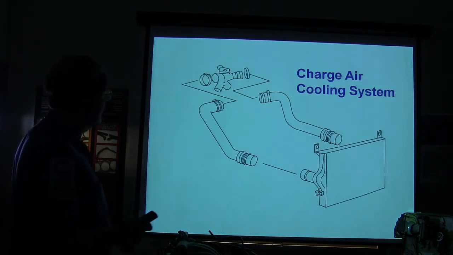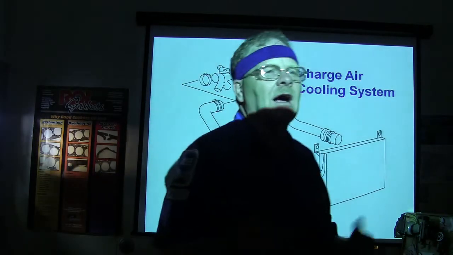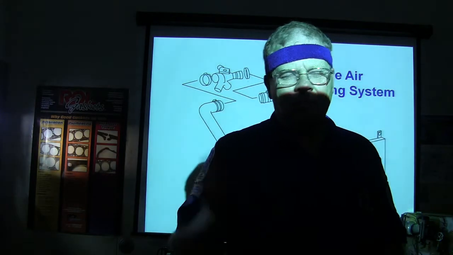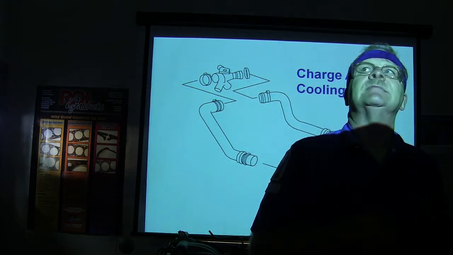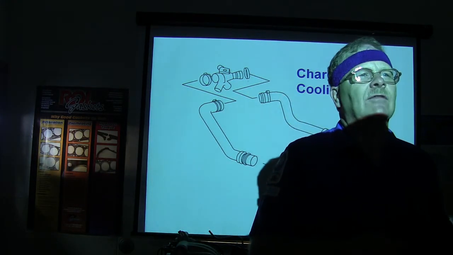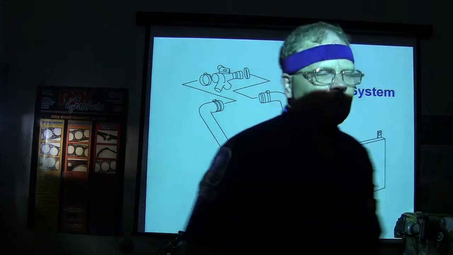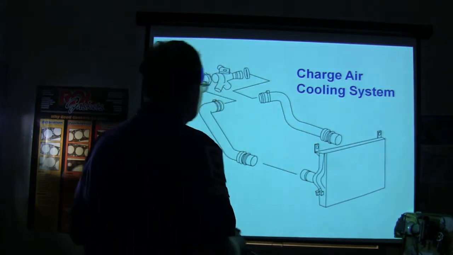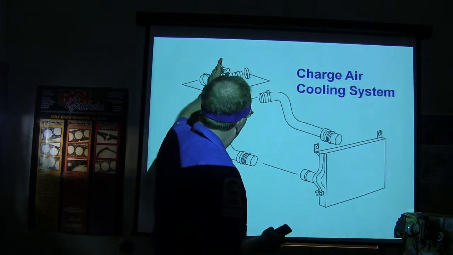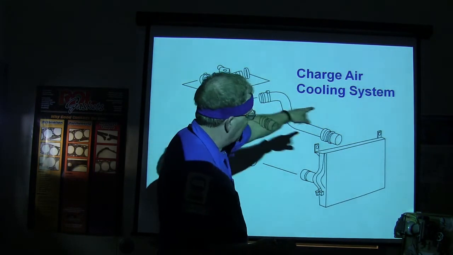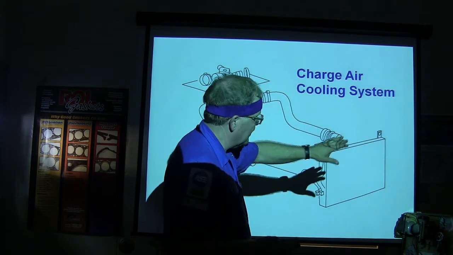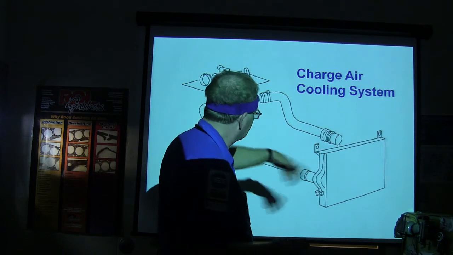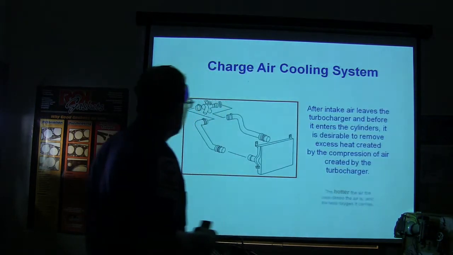Charge air cooling system. When you squeeze air, you make it hotter. We learned that when we were talking about compression, about two degrees Fahrenheit for every pound per square inch. Every time you compress anything, you're going to heat it up like that. So in order to cool it back off, we run it through this thing. It looks like a radiator, but all that's on the inside of it is pressurized air that's being cooled by air blowing through this. And then that goes back in there.